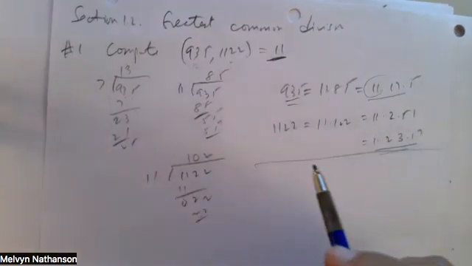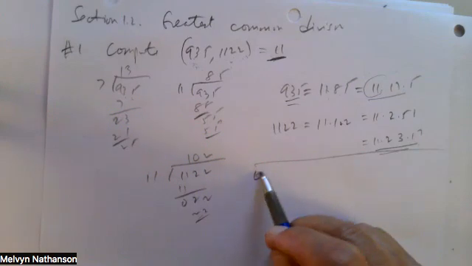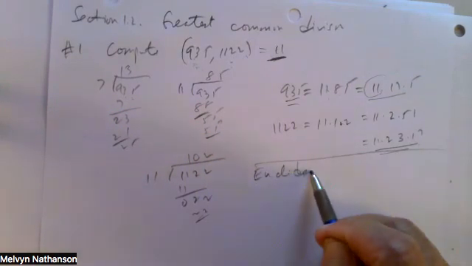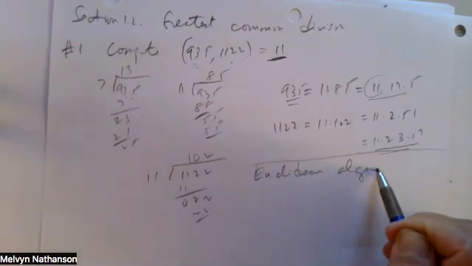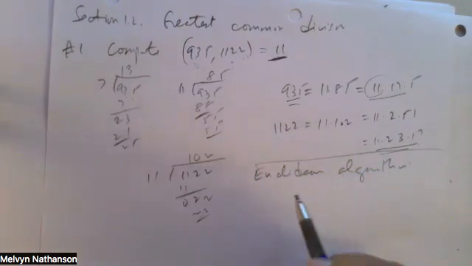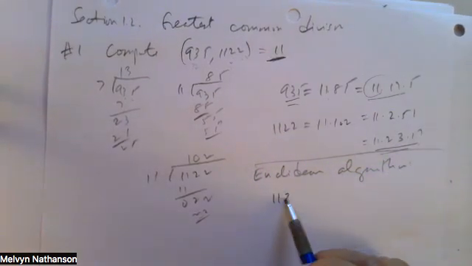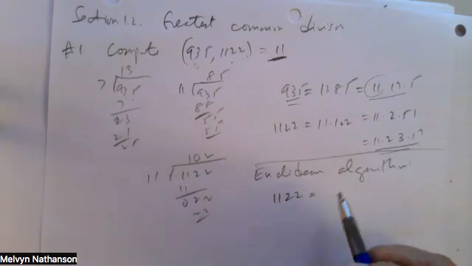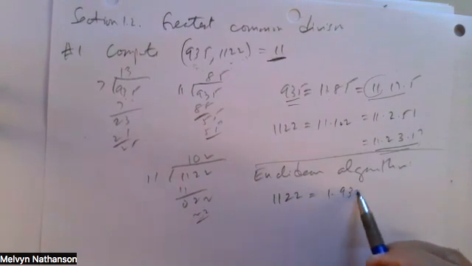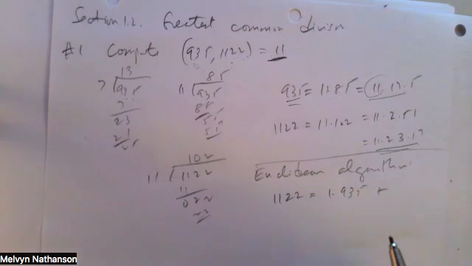Now, if we jump ahead to the next section and want to use the Euclidean algorithm, we would do what you said is the first step. 1122 is 1 times 935, and it leaves a remainder of 187.